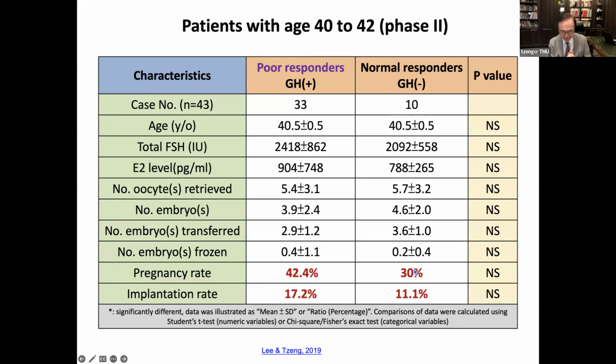So the phase 2 studies, our impression is young patient under 40, GH group much better. Even they can improve the pregnancy rate as good as the normal responder up to age 42. So that's our second impression, our conclusion.